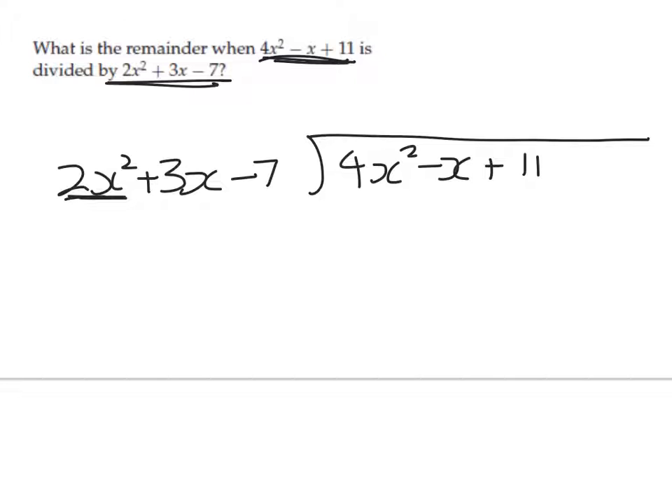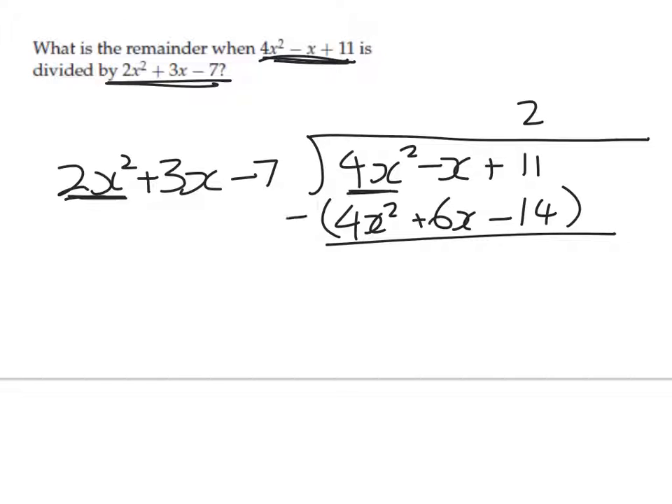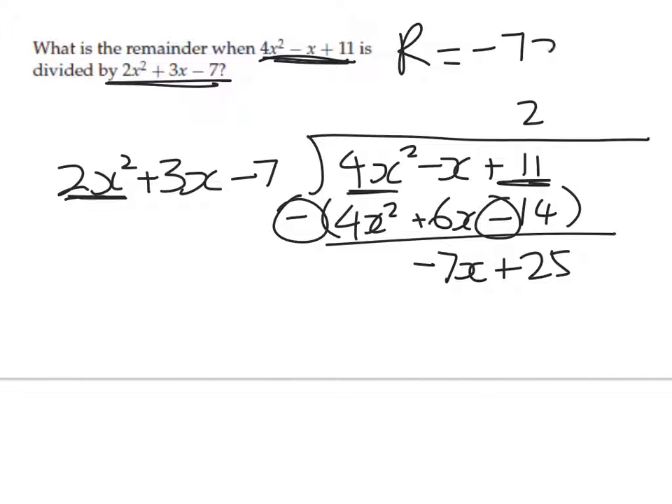So 2x squared times what will give me 4x squared? 2. So here we'll get 4x squared plus 6x minus 14. Let's subtract that off. We're going to have negative 7x plus 11 plus 14, so it's going to be plus 25. So the remainder will be negative 7x plus 25.